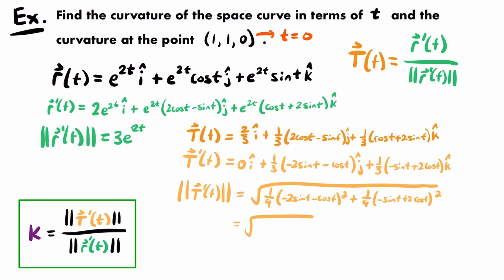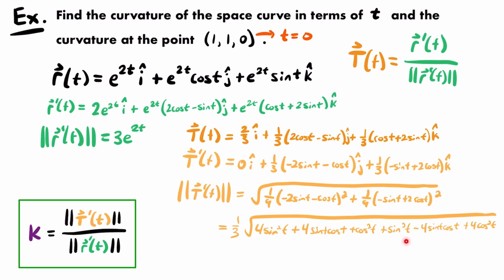This will be equal to the square root. And by the way, I'm going to pull out that 1/9. You could pull out the 1/9 from both of those two terms, and the square root of it would be 1/3. So I'm actually just going to write that outside the square root at this point. We'll have 1/3 on the outside. And now if we square both of these quantities and get all of their terms, we'll have 4 sine squared t plus 4 sine t cosine t plus cosine squared t, plus sine squared t minus 4 sine t cosine t plus 4 cosine squared t.